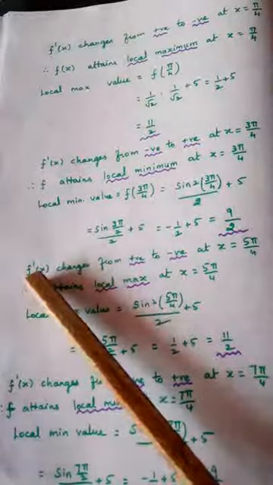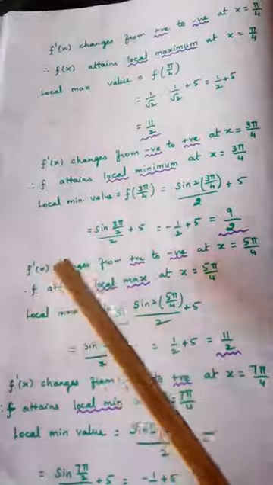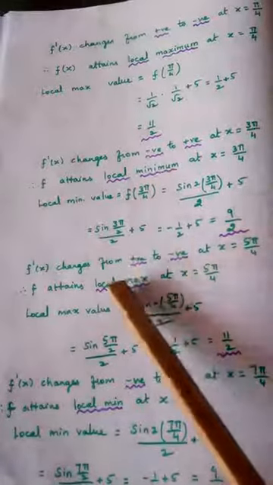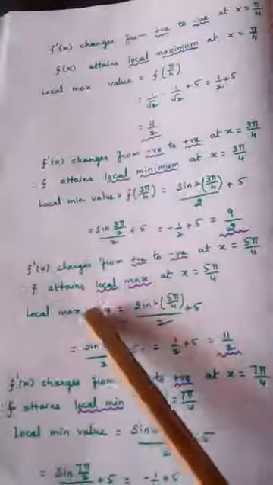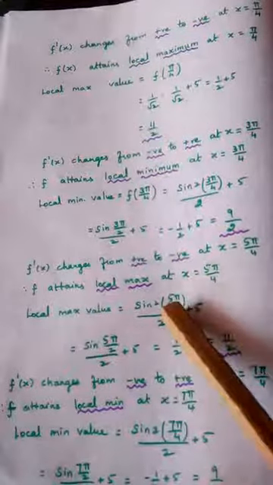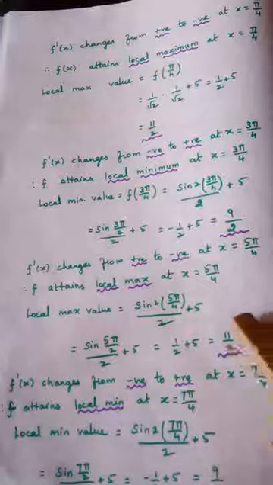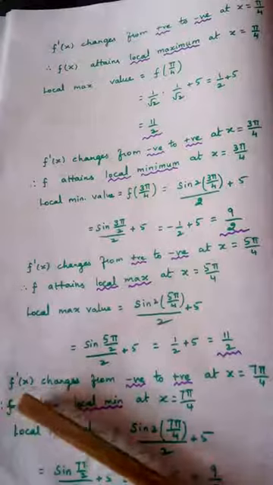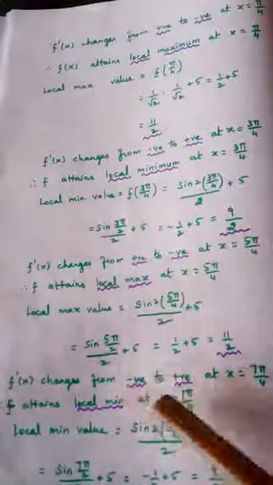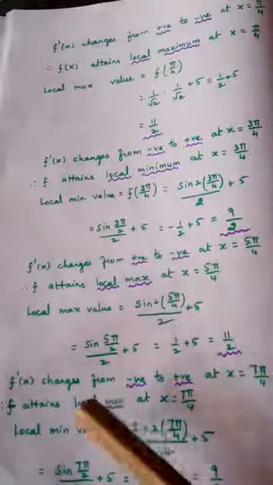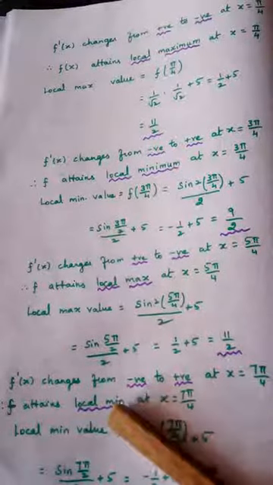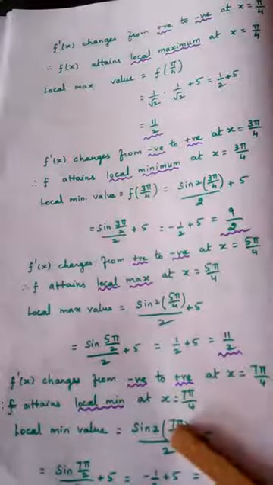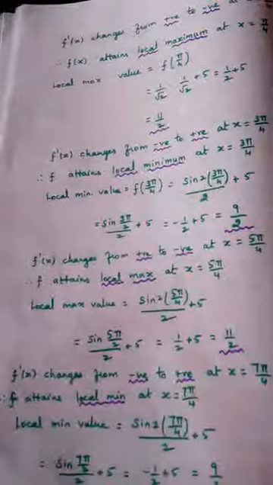Go to the table. From the table I am writing this. F dash of x changes from positive to negative again at this point. So positive to negative means local maximum at this point. Local maximum value means substitute this in the function. Simplify and get the result as 11 by 2. Same way, from the table f dash of x changes from negative to positive again at this point. So negative to positive means local minimum will be there at this point. So local minimum value means substitute this in the function and get the value as 9 by 2.